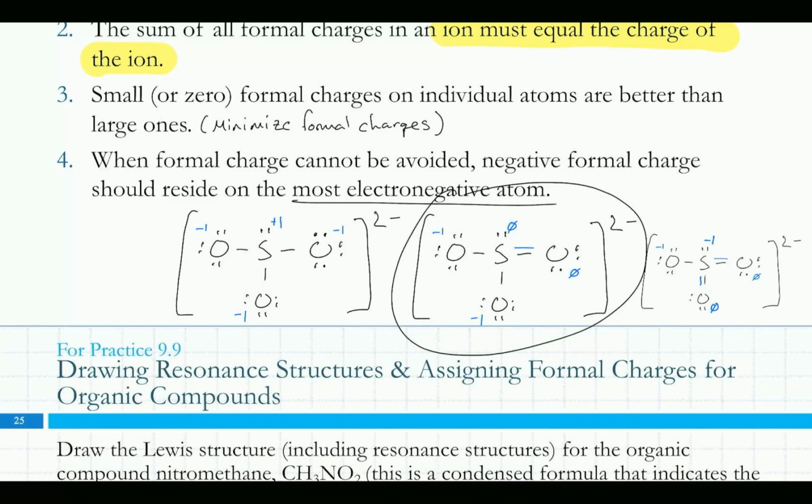So basically, if you get a structure like this, where you can add double bonds and it changes formal charges, only do it if it reduces the overall number of formal charges.